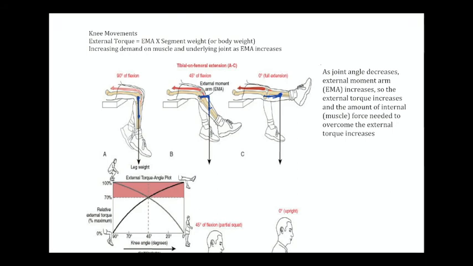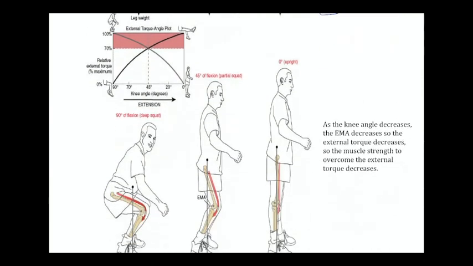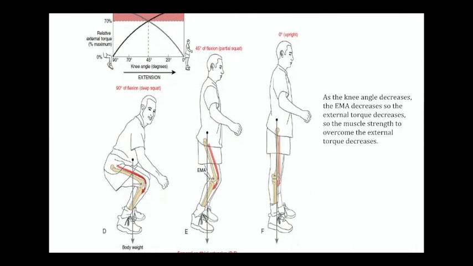So the takeaway is that as the joint angle decreases, we're looking at extension. As we extend our knee, the EMA also increases. So the external torque increases as well, and the amount of internal force needed to overcome external forces also increases. This should make sense, right? As that external moment arm gets pushed out, we have to work hard to keep the weight in that position. The same thing kind of happens in squatting and closed chain, but it's the opposite.